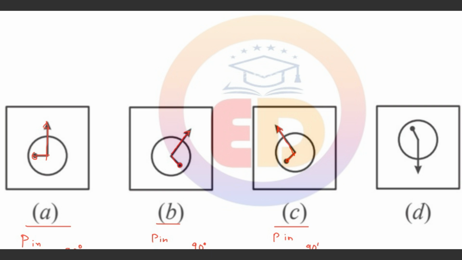However, if you look at the figure D, the pin shape and the arrow shape, they don't form a 90 degree angle, rather they form an obtuse angle. It is not 90 degree. That is our answer, option number 4th.